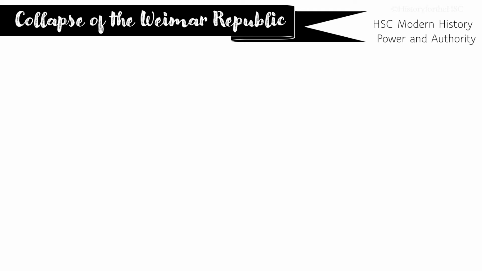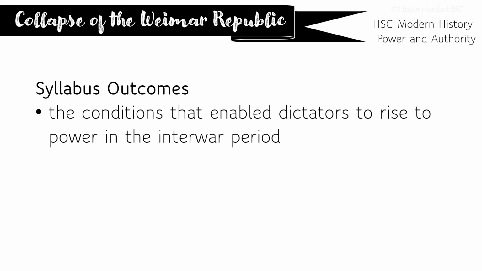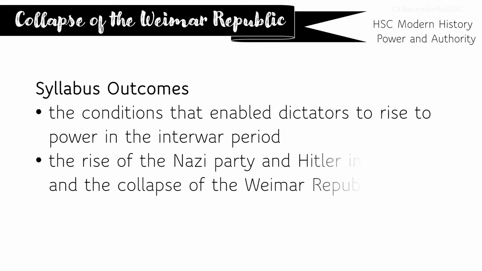In today's deep dive, we're going to be focusing on the following syllabus outcomes. Firstly, the conditions that enabled dictators to rise to power in the interwar period. However, this time we're going to be looking at the conditions in Germany that allowed the dictatorship of Hitler to arise. The main focus of today's deep dive will be the rise of the Nazi Party and Hitler in Germany, but more specifically, the second half of this syllabus dot point, the collapse of the Weimar Republic. So please join us on our deep dive into the collapse of the Weimar Republic.